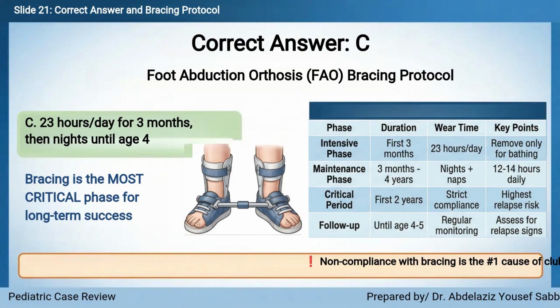The correct answer is option C, with a foot abduction orthosis 23 hours per day for the first 3 months, then transition to nighttime and naps until age 4 to 5 years. The bracing protocol follows a structured 2-phase schedule.